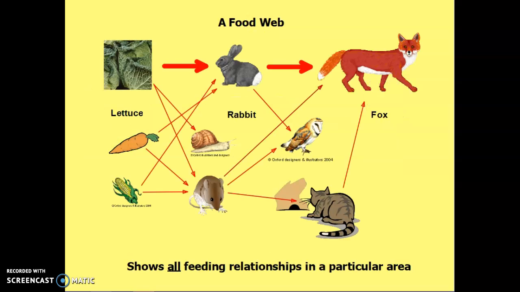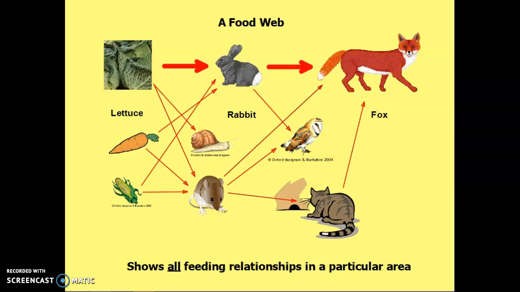Okay, all right, so here's an example of a food web. Your producers are your lettuce, your carrot, and your corn. All right, and then your consumers are everything else. So if you look at this, I want you to look at the picture and tell me which animal has no arrows pointing away from him. If you notice, that would be the owl and the fox.